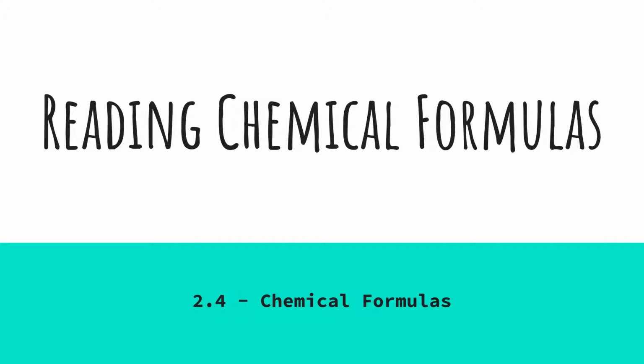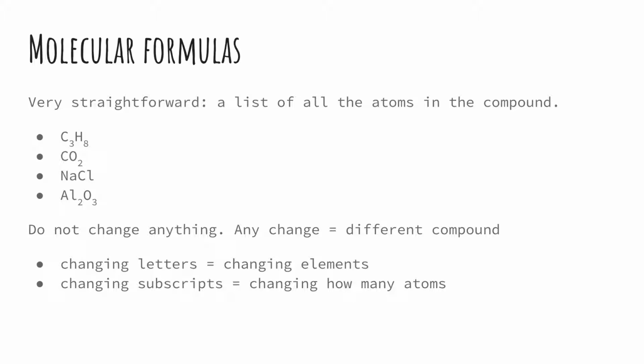Okay, welcome back to Chapter 2, starting in Section 4, Chemical Formulas. Let's go over how to read a chemical formula. First up, what we have here are molecular formulas. These are pretty straightforward. It's just a list of all the atoms in the compound and how many there are of each atom. So, C3H8, CO2, NaCl, Al2O3.